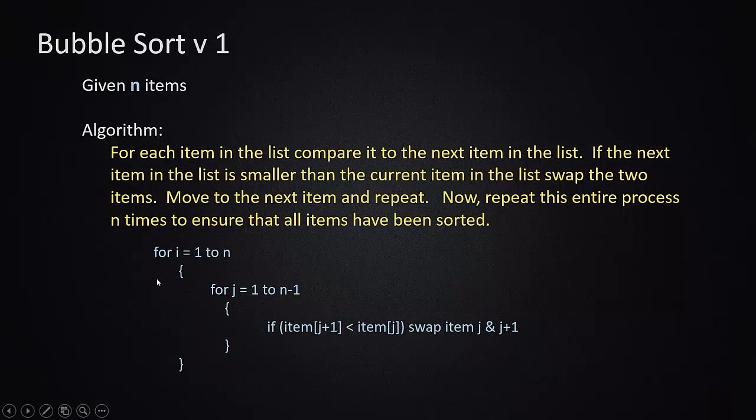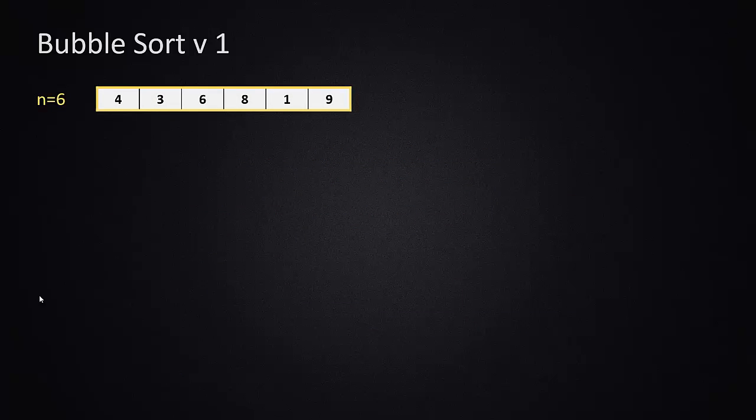So here in pseudocode, you can see the algorithm we've just talked about. We're going to loop through an outer loop n times, and for each of those loops, we're going to go down the length of the list, comparing adjacent items, and swap them if they have to be swapped. So let's see how that looks.